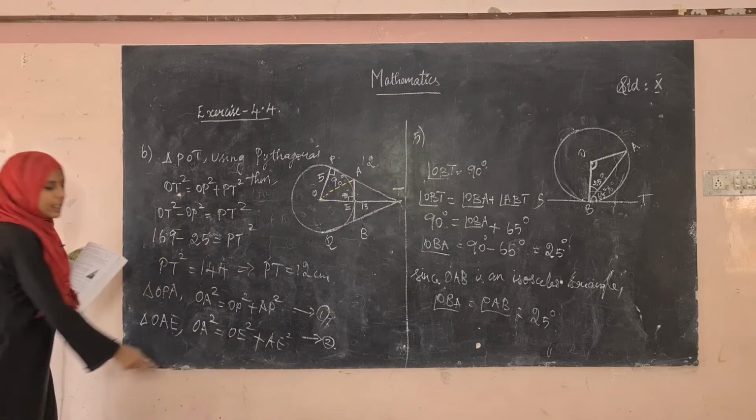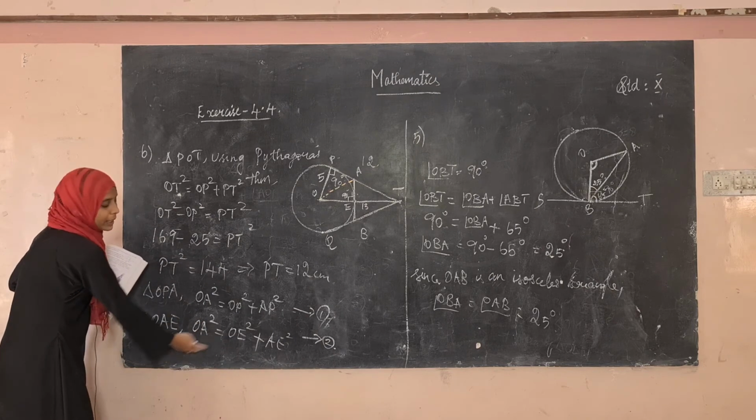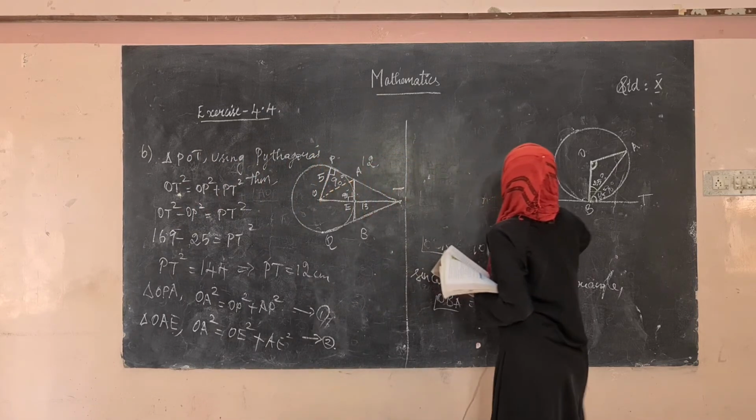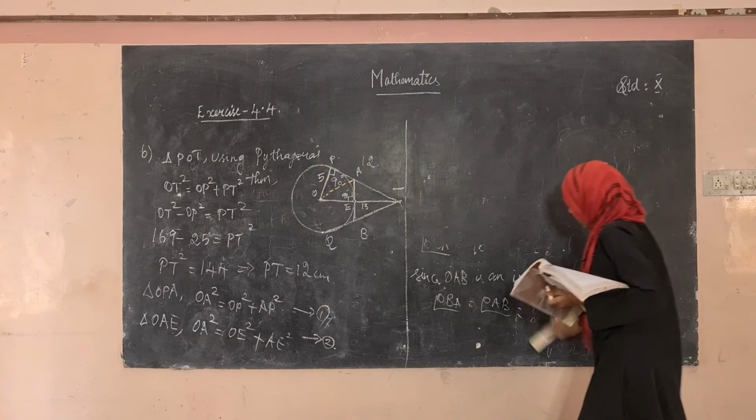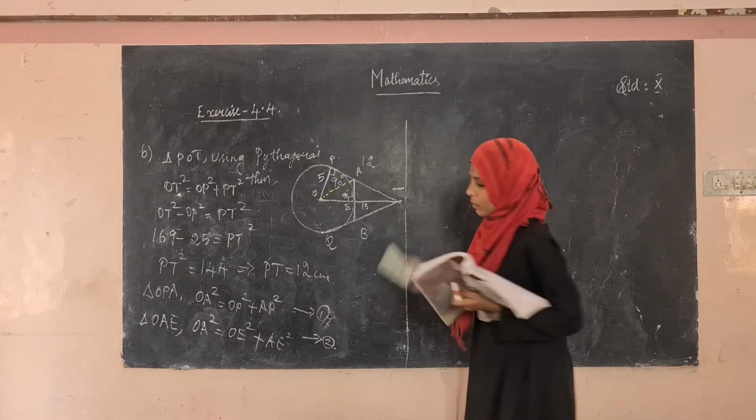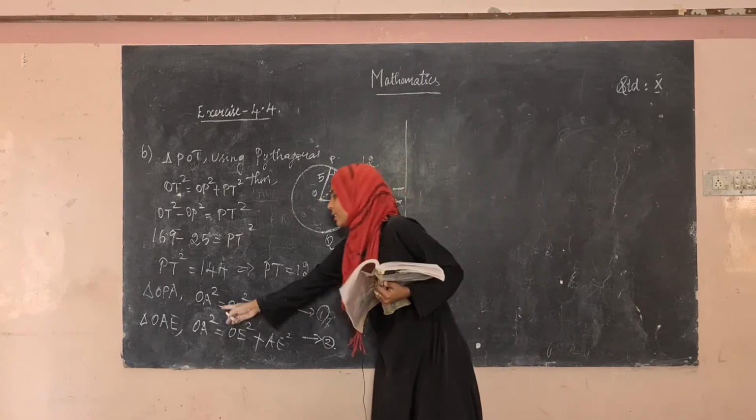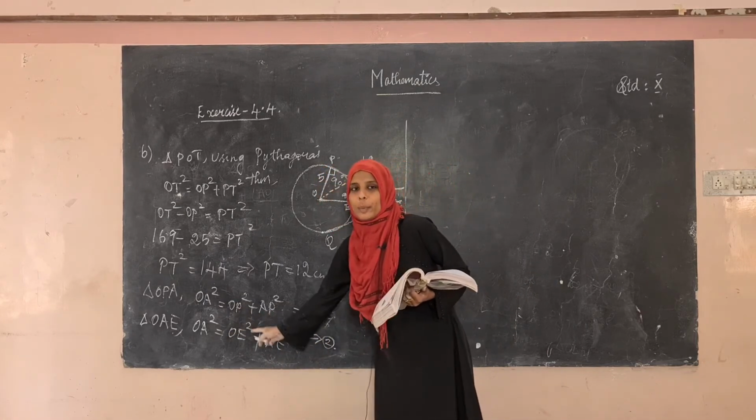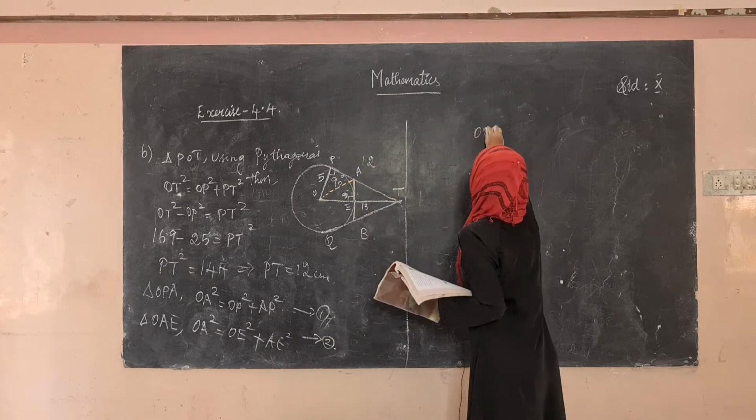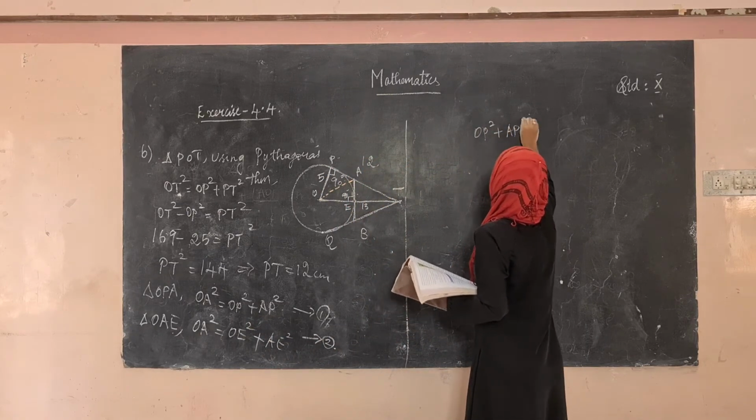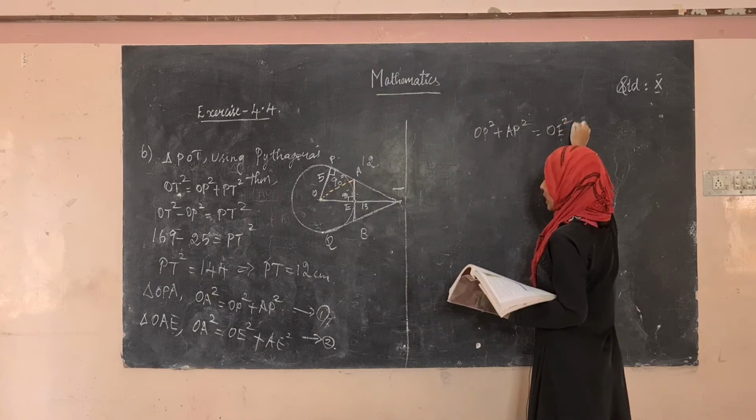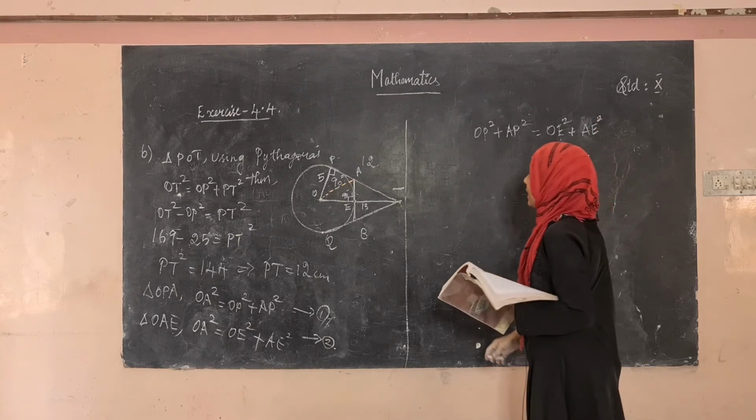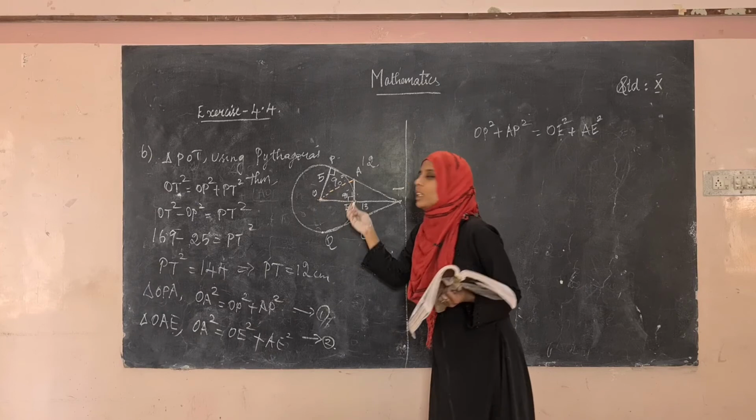See here, in both these equations, the left hand sides are the same, OA square. Therefore, we can equate the right hand sides. After equating, you will get OP square plus AP square is equal to OE square plus AE square.